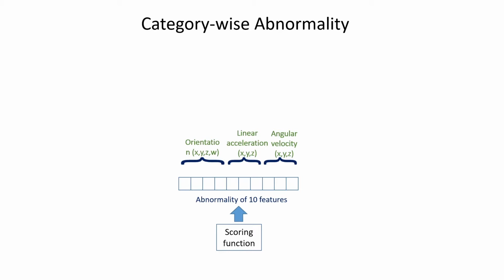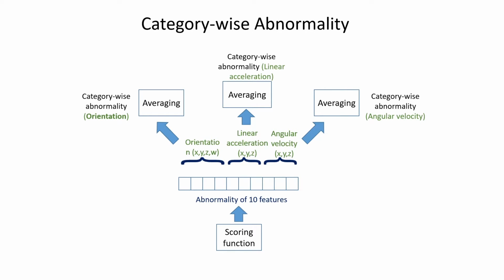Our model can also pinpoint the source behind the abnormality. From our scoring function, we get abnormality score for all the features. Then we get category-wise abnormality by averaging related features of the category.